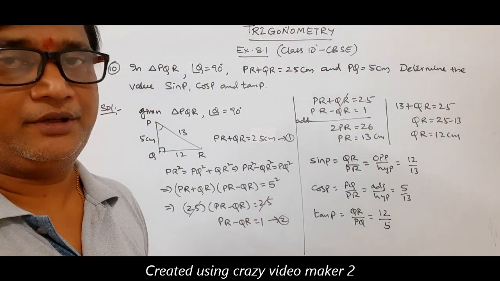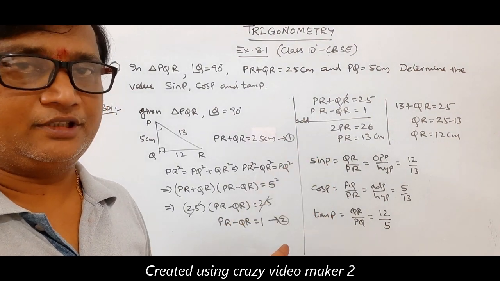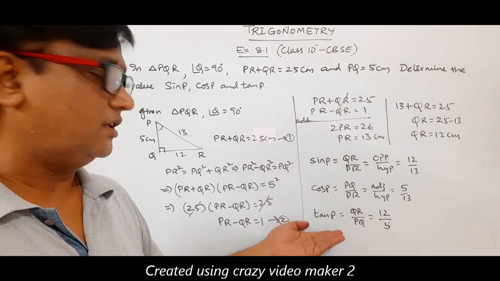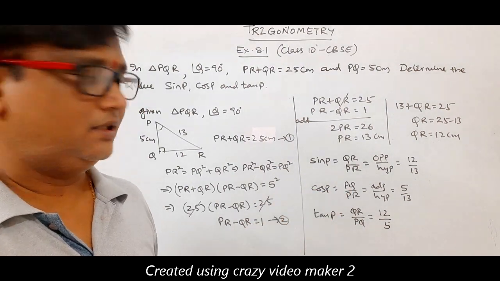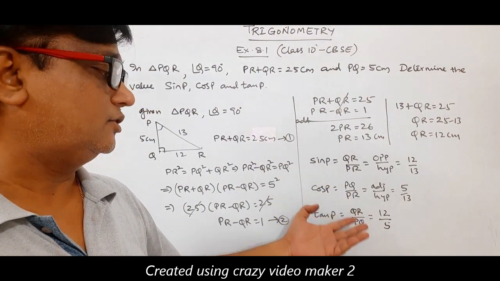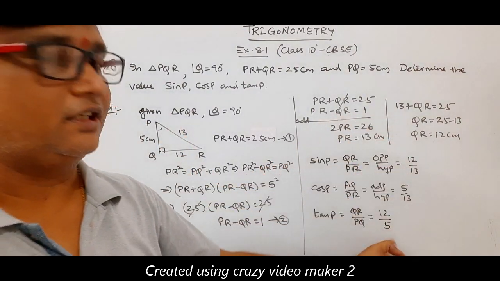Find the sin P. What is the meaning of sin? Opposite by hypotenuse. What is the meaning of cos? Adjacent by hypotenuse. What is the meaning of tan? Opposite by adjacent. Like this, you know the values and get these answers.